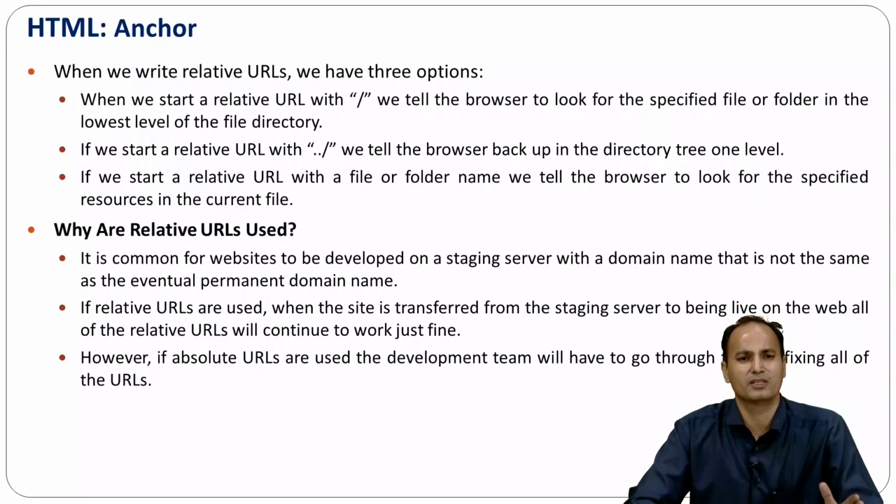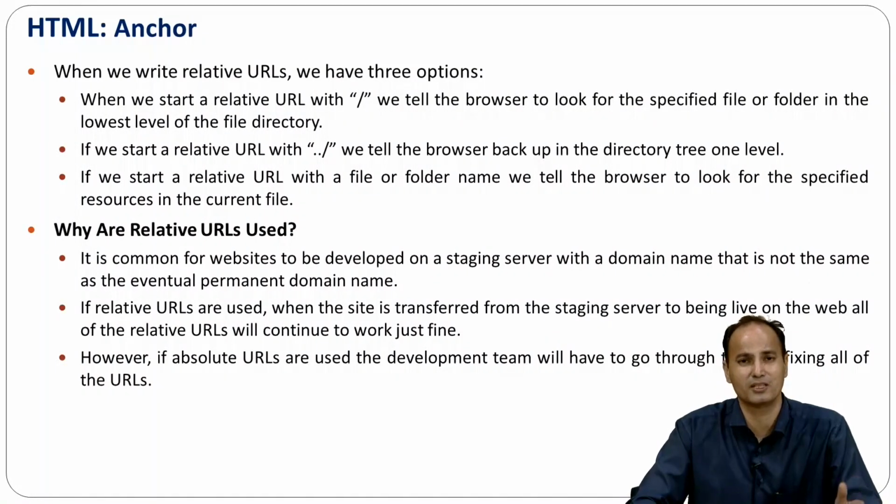The most important thing: absolute URLs are fine, but when to use relative URLs? It is common for websites to be developed on a staging server with a domain name that is not the same as the eventual permanent domain name. So it is not certain where your website is going to be accessed from or where it is to be deployed. Sometimes it may be switched to another domain or another place. If it is in an absolute manner, then there may be a possibility that the resource asked for by the link may not be available.